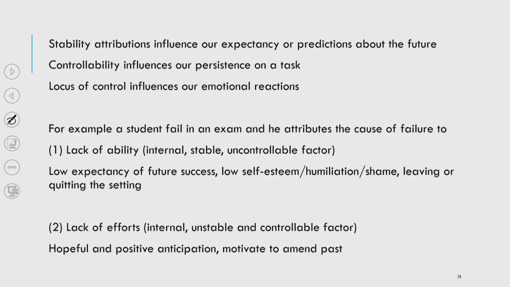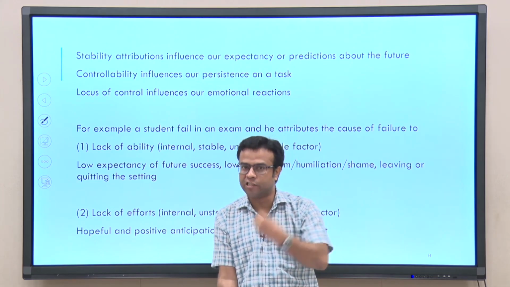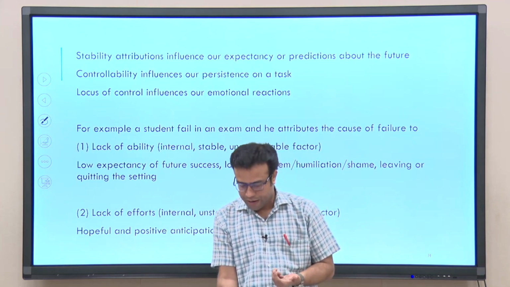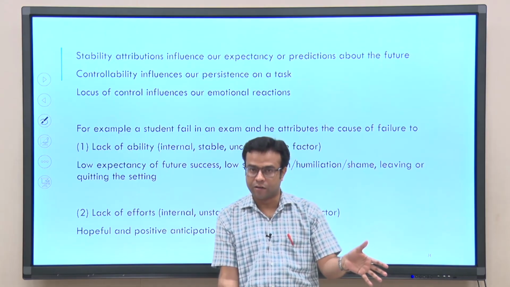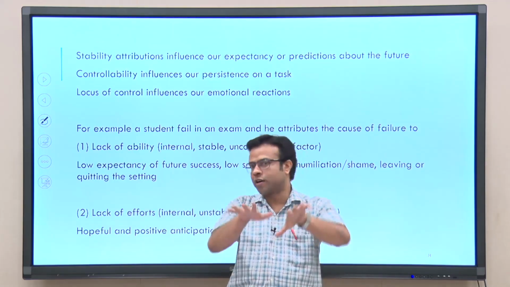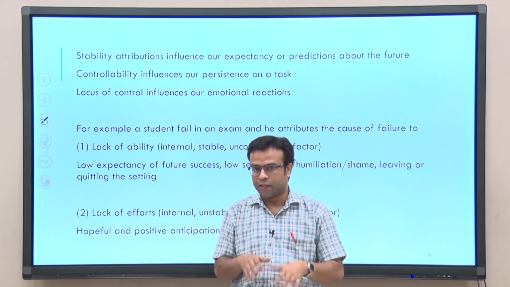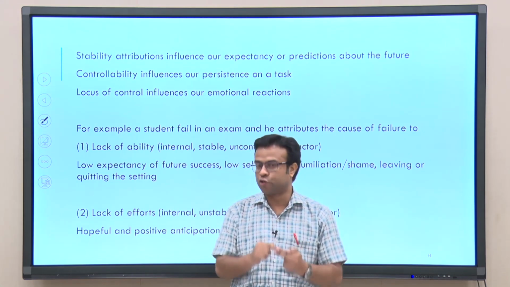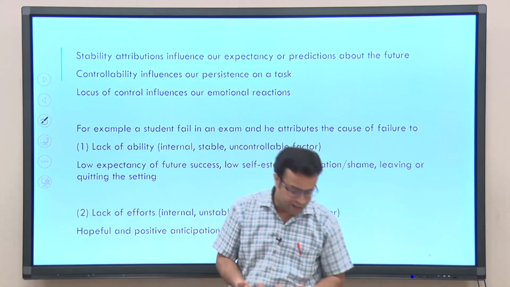However, on the other hand, let us say the student attributes the cause of his failure to lack of effort. He says, I failed because I did not put in the necessary hard work. Lack of effort is an internal, but unstable and controllable factor. Then it will lead to more hopeful and positive anticipation, because he thinks he can change the future by changing his effort, and may be motivated to amend what he has done wrong in the past. So, you can see, based on the locus of control, stability and controllability, outcomes can be very different.